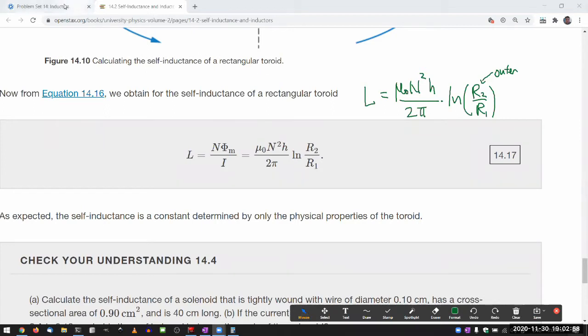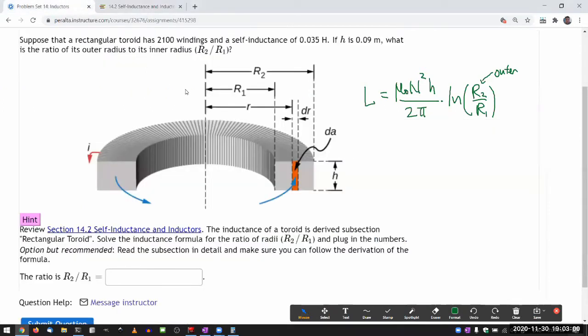So with that copied formula, it's a relatively simple thing to finish, because it's giving you the inductance, it's giving you L, it's giving you the height of the inductor, 10 centimeters tall, and it's given you the number of windings, N. So you have everything except for this ratio of the radii. So that's what you're solving for.